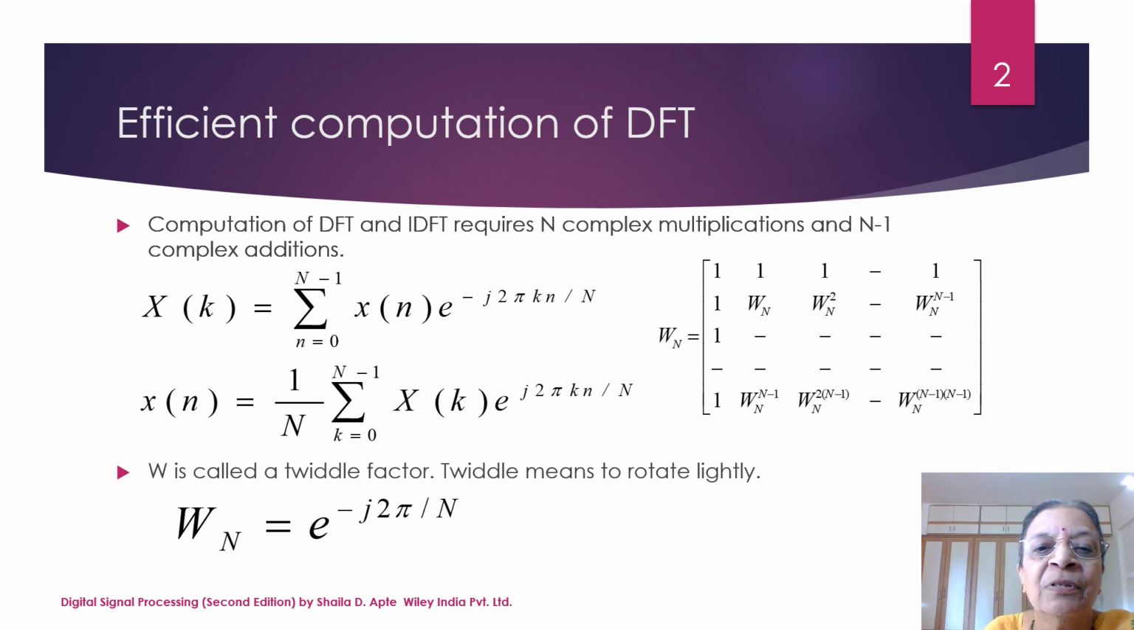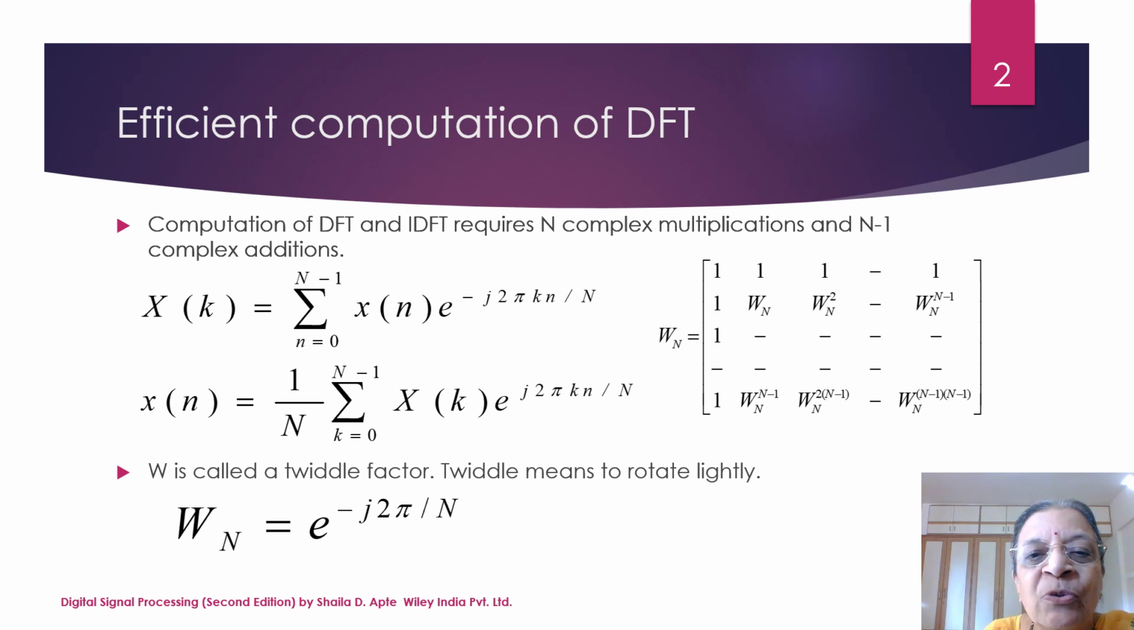So, except for this sign in the e raised to factor and this particular dividing factor of capital N, the formulae are on similar lines. So, whatever efficient computation that we are generating for DFT is also valid for inverse DFT. Here there is a twiddle factor involved.